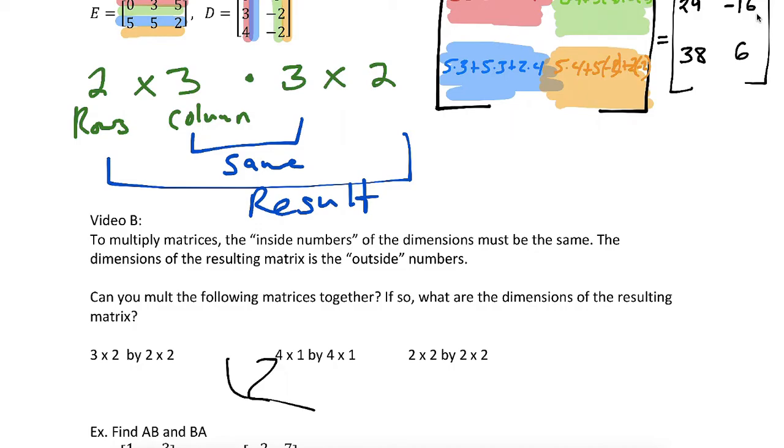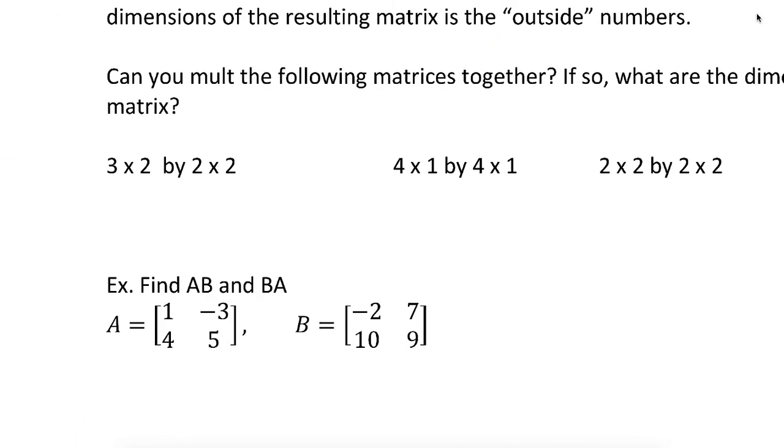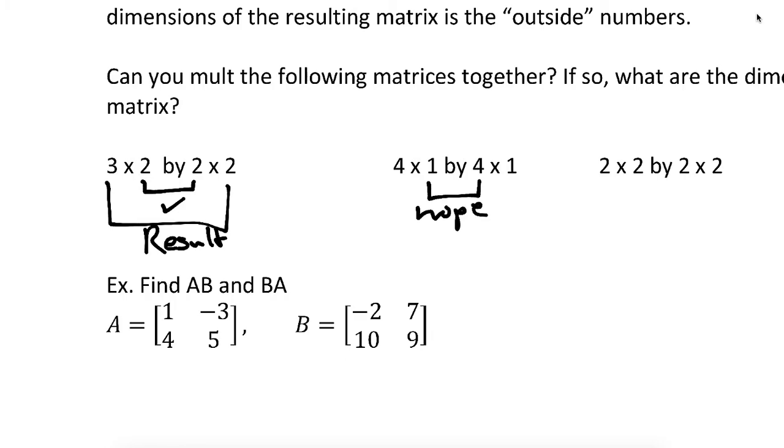So if you were to take these, can you multiply the following ones together? And what would the result be? This is check. Yep, we can do that. That's the result. This, nope, can't do that one. This one, check. Yep, that's good. This is the result.